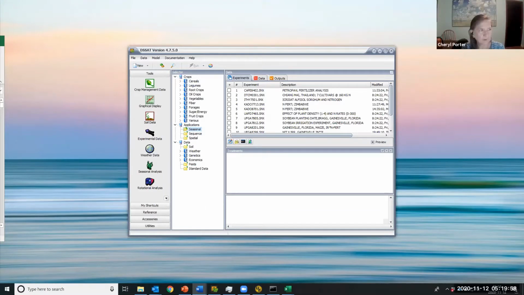And then in XBuild, you created a file X with multiple nitrogen fertilizer treatments.